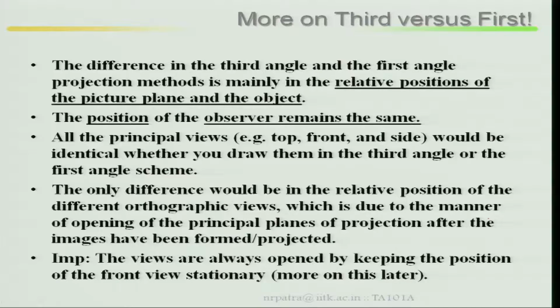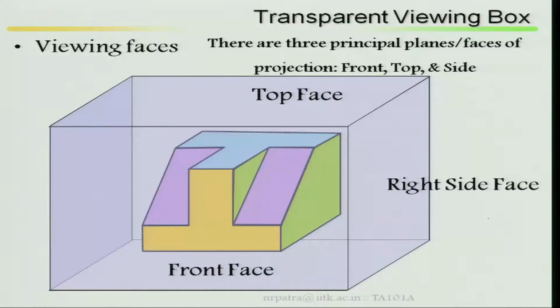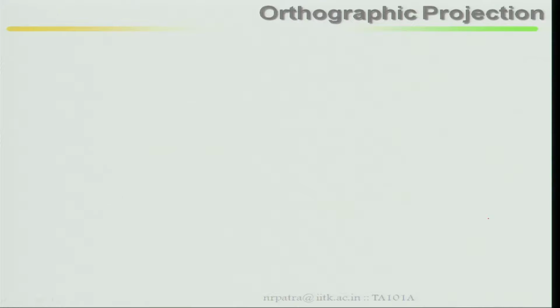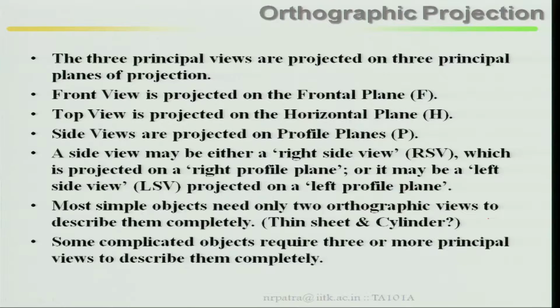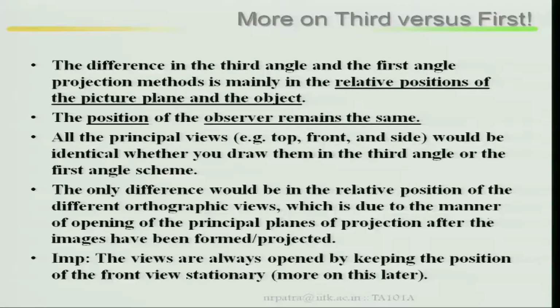The views are always opened by keeping the position of the front view stationary. Remember, we will discuss it. The views are with respect to your front view. Front view is stationary. How you are opening the glass box, as I said earlier, one object is inside a glass box. With respect to your front, how you are opening, that depends upon your first angle and third angle, and it is only relative movement, but here front view is always stationary.